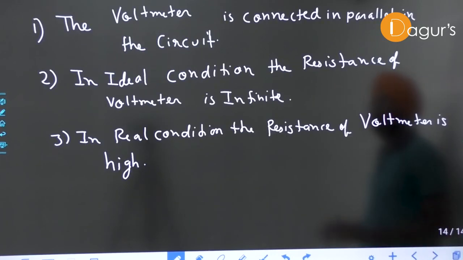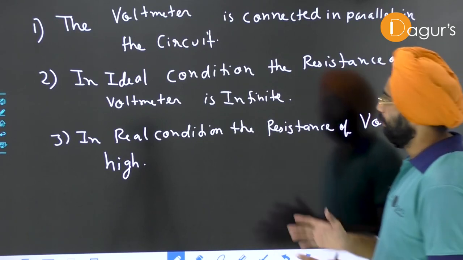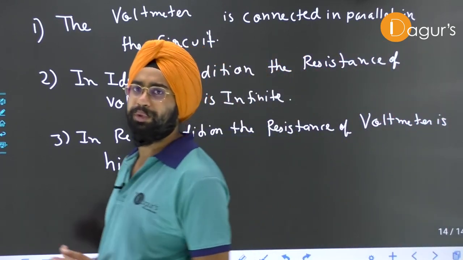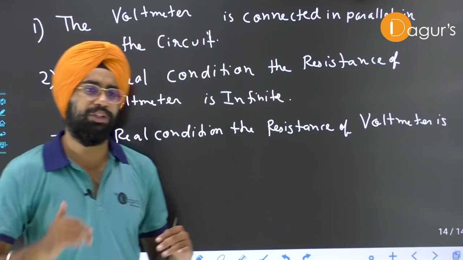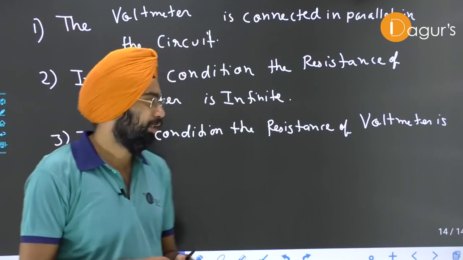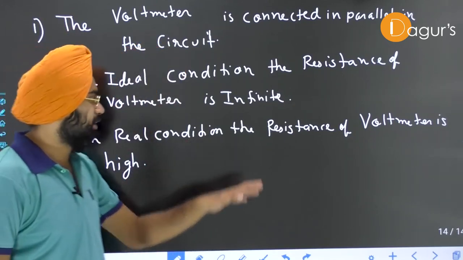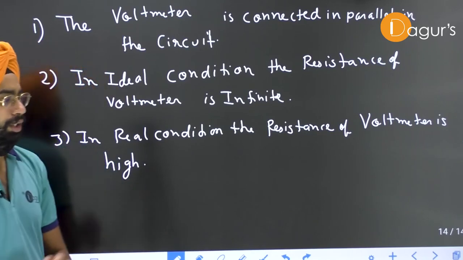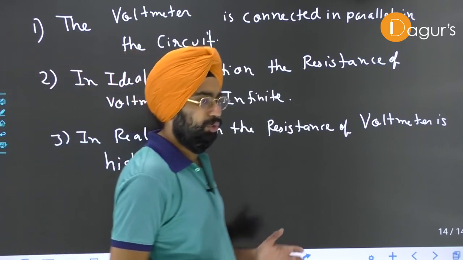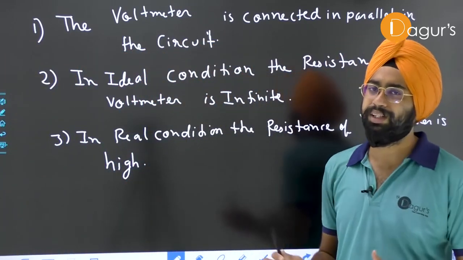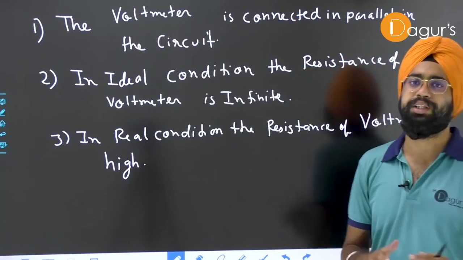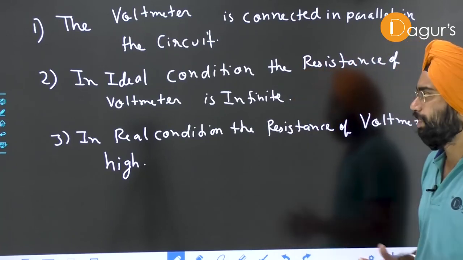Okay, dear students, so voltmeter is connected in parallel. In ideal condition, the resistance of voltmeter is infinite, because we want to measure the maximum amount of voltage. In real condition, the resistance of voltmeter is quite high. So these were a few questions regarding voltmeter and ammeter, and the theory part we have already studied in the last class. So this was today's lecture.